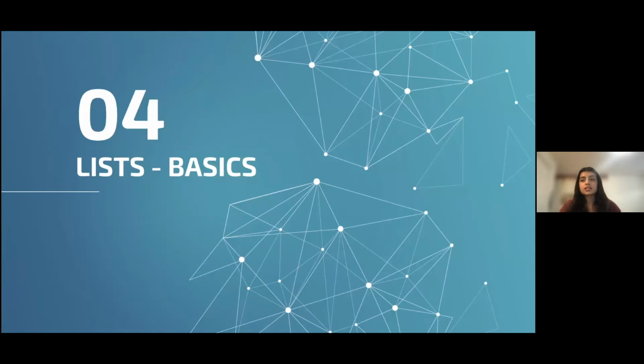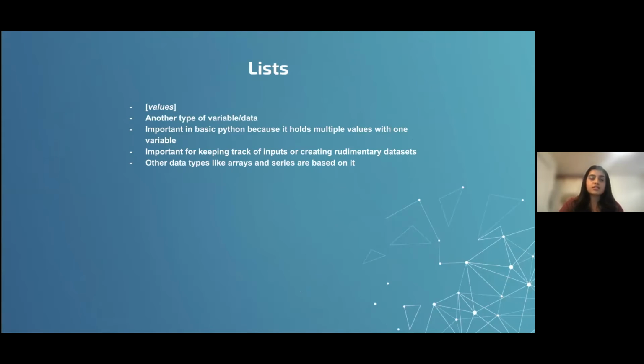Okay, and then lastly, we're going to go over lists really quickly. Lists are basically just a group of values, and these are set off by brackets. It's another type of data in Python. It's important to know lists because they can hold multiple values and multiple data types. You can keep track of inputs, or you can create data sets with lists. And other types of data like arrays and series are all based on it.